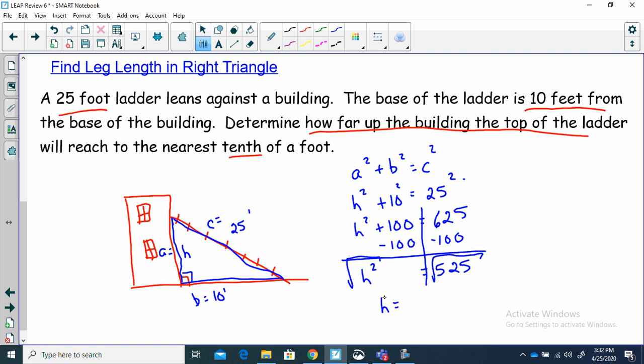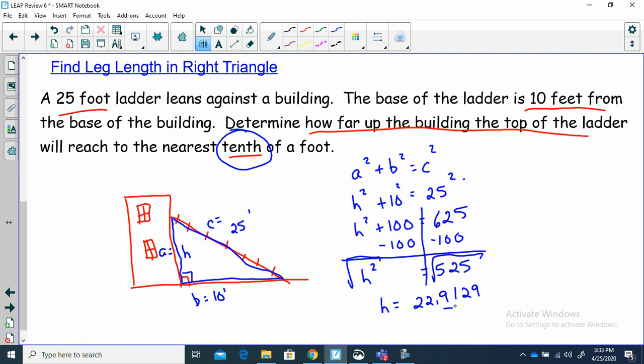Now, in your calculator, if you've got a TI-30X2S, you would put in second function, square root, 525, equals, and it will give you 22.9128. But it says it only wants us to the nearest tenth of a foot. Tenth means one decimal place.